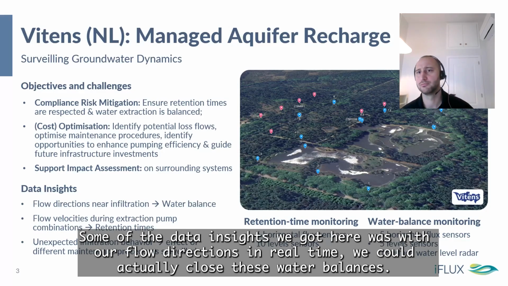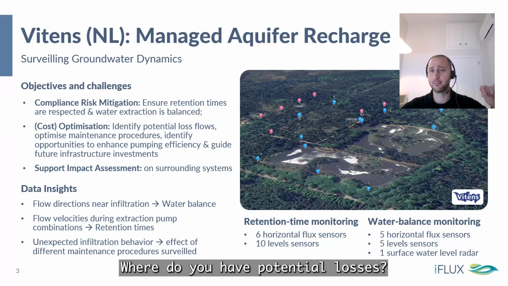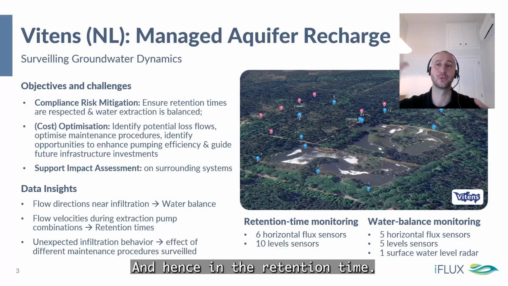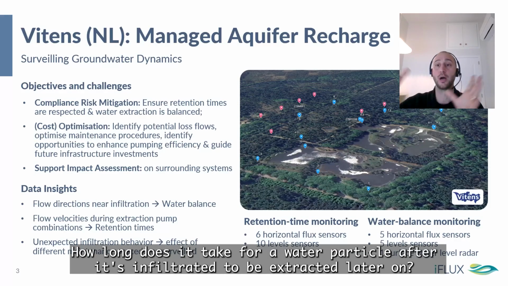Now, very shortly, some of the data insights we got here was, okay, with our flow directions in real time, we could actually close these water balances. Where do you have potential losses? And then if you pump here or here a bit more, what is the effect on your groundwater speed, and hence, of course, on the retention time? How long does it take for a water particle after it's infiltrated to be extracted later on?